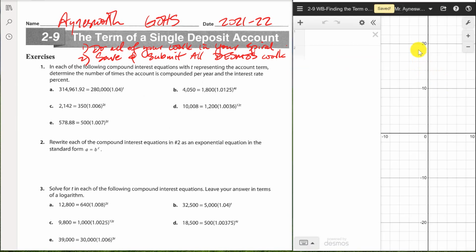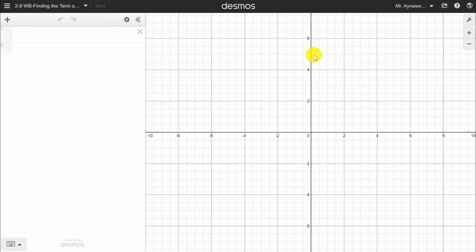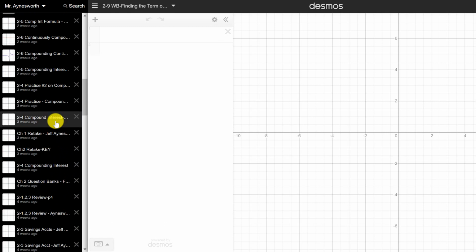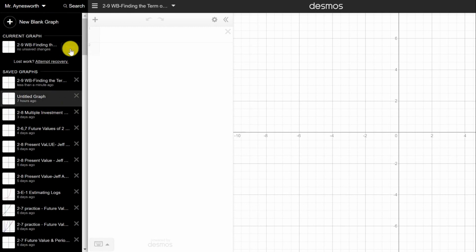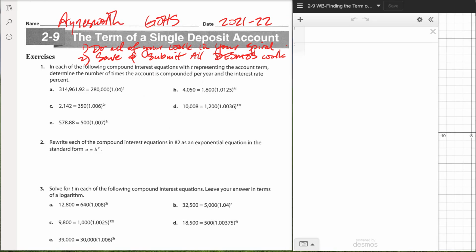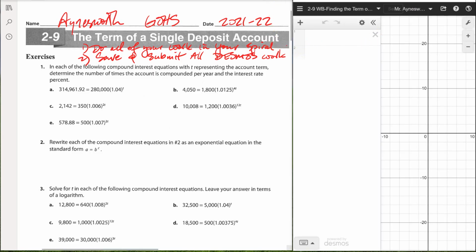Obviously, if you don't have an account yet, then form an account. Just type in Desmos.com, go to your graphing calculator where you can save all your work, and then make sure you save it. I have all my work over the last few years saved here for all my classes. You should be doing the same. So go ahead and get that set up, and let's get started.